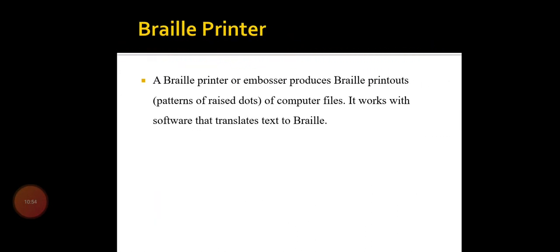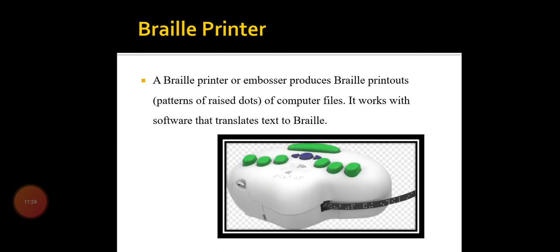Now, braille printer. A braille printer or embosser produces braille printouts, patterns of raised dots, of computer files. It works with software that translates text to braille. It means it will produce an output in the form of small holes, those can be small holes or raised dots. Here is the picture. You can see the ribbon in this picture where it is displaying different dots. This is actually the braille printout. Alright.